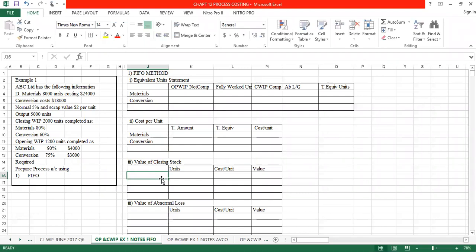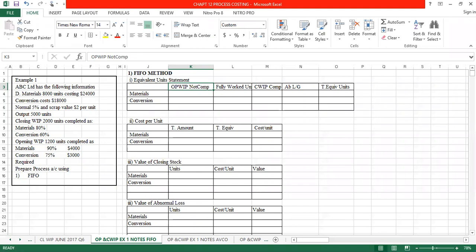We have materials and conversion. Also here, materials and conversion. Okay, so let's go. We said what are the contents using the FIFO method. First in is opening. So opening, take note here, not completed.